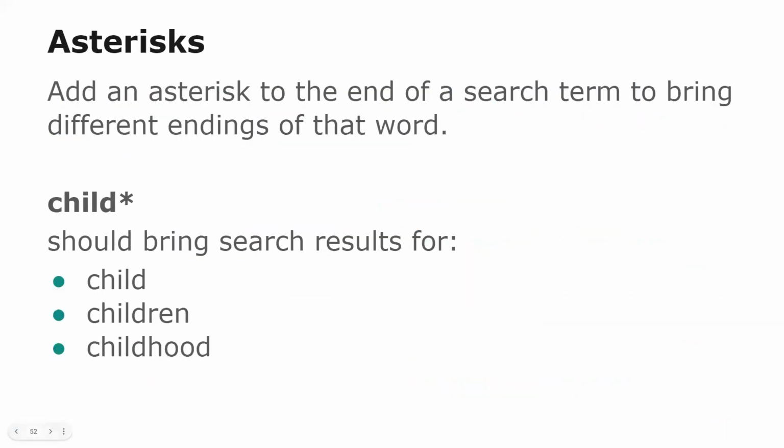The last thing you can do is to add an asterisk at the end of a word to bring up results with any version of the word after the asterisk. So if I write child asterisk, I would get child or any word that started with the letters C-H-I-L-D. So I'd also get children or childhood. It's not usually necessary to do this, but sometimes it can be useful, so just keep it in mind.